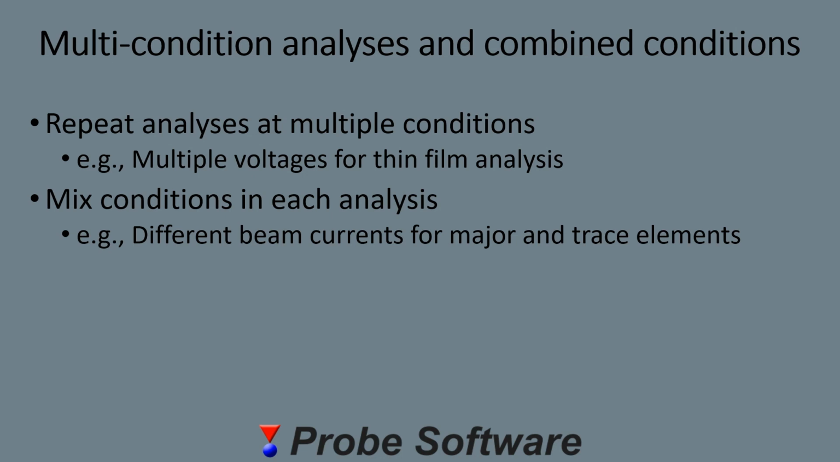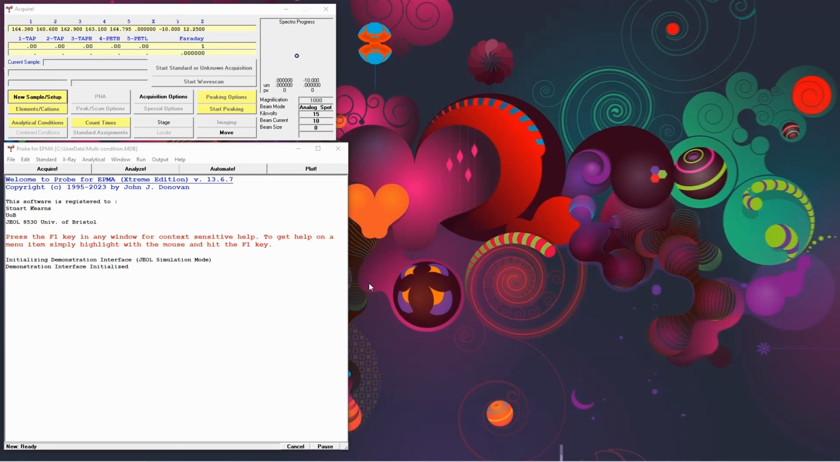On another mode, you may wish to apply different conditions to a single analysis point, for example using different beam currents for major and trace elements. We're going to cover examples for both of these. In this first example, we're going to look at how to repeat analyses at a range of accelerating voltages. So for example, we'll set this up to run at 5, 7, 10 and 15 kV.